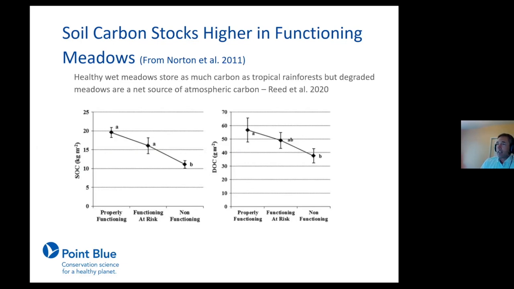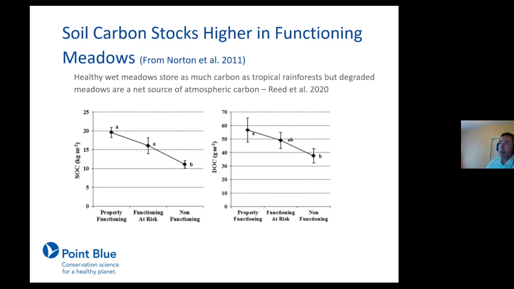And so these figures here show you the amount of soil carbon in kilograms per meter squared in a healthy, functioning meadow on the left, a degrading meadow, and then a fully degraded meadow. And so it's a big difference, almost double the amount of carbon gets stored. But that's not the end of the story. A recent paper by some of our colleagues in the Sierra Meadows Partnership showed us, Cody Reed, that healthy meadows are capable of storing as much carbon as a tropical rainforest, which is just astounding, the amount of soil carbon they can put in the ground.